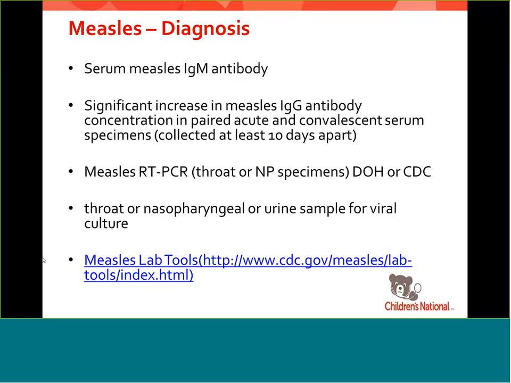And then most helpful in today's day and age are often measles RT-PCR studies. They can actually be sent from a throat or a nasopharyngeal specimen. They can also be sent by urine. Those need to be sent to your local Department of Health or directly to the CDC if you're concerned about measles. You can also obtain throat, nasopharyngeal, or urine samples for viral culture. I just put a link there for the CDC website that talks about the appropriate testing.